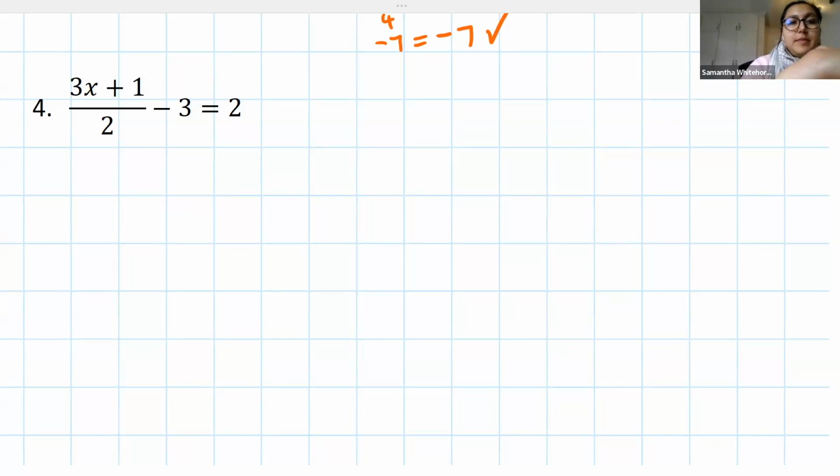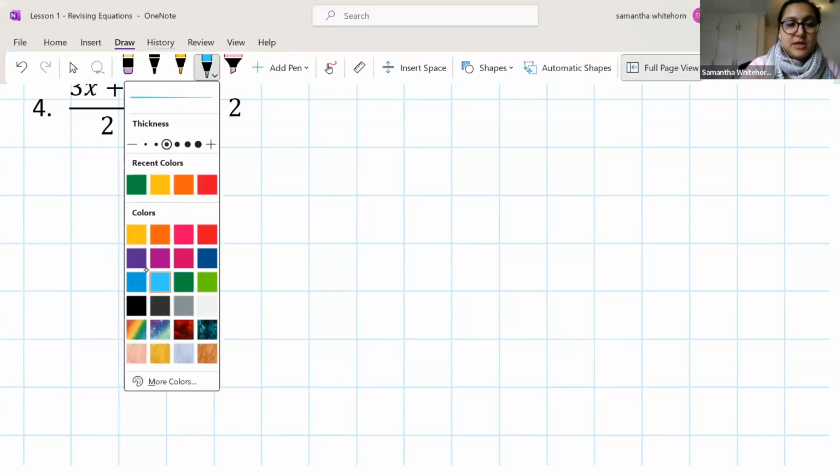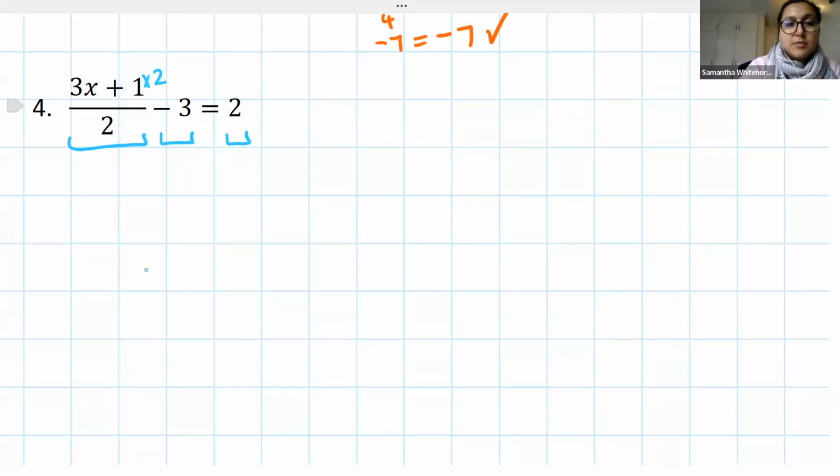Okay, so remember, like I say, let's just deal with the fraction first. Let's get rid of it, and then we don't have to stress about it. So remember, I always times by whatever my denominator is. In this case, it's 2. So every single term that I have here is going to be multiplied by 2. So the fraction is times by 2, the negative 3 by 2, and the 2 on the right-hand side by 2. For the fraction, that gets rid of the denominator.